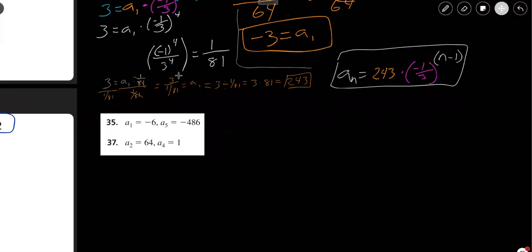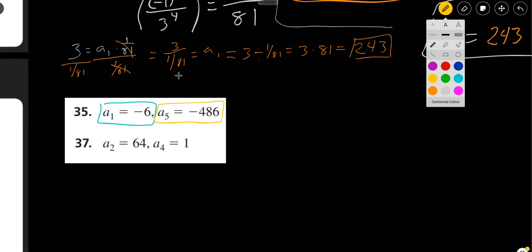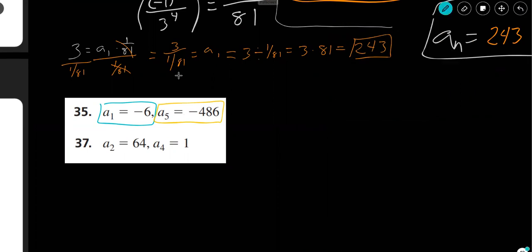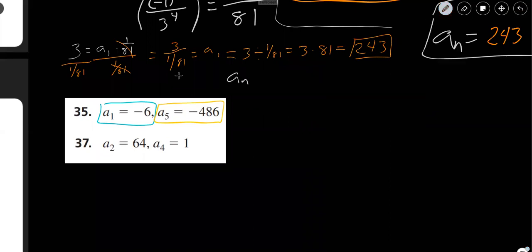Number 35 is kind of a rare exception. In this one, we actually do have the first value. So my blue equation is going to be my first value, and my yellow equation is going to be my second value. So what I'm going to do is I'm going to set up 2 equations. If I use the general form of the equation, let me write it again really quick. AN equals A1 times R to the n minus 1.